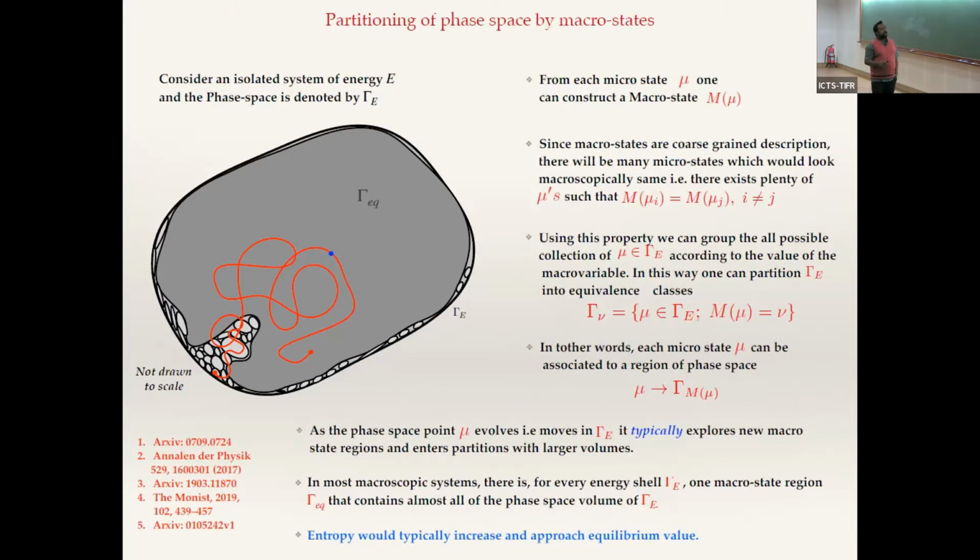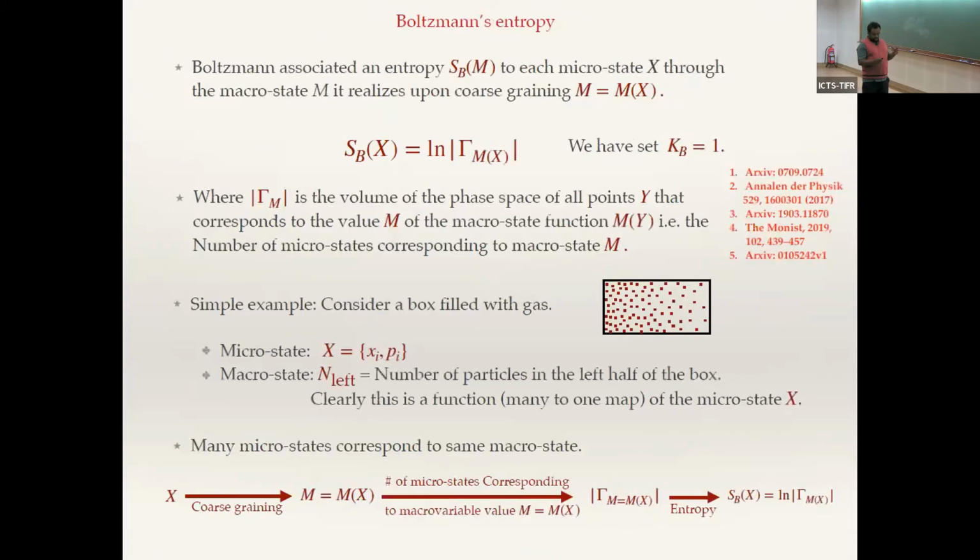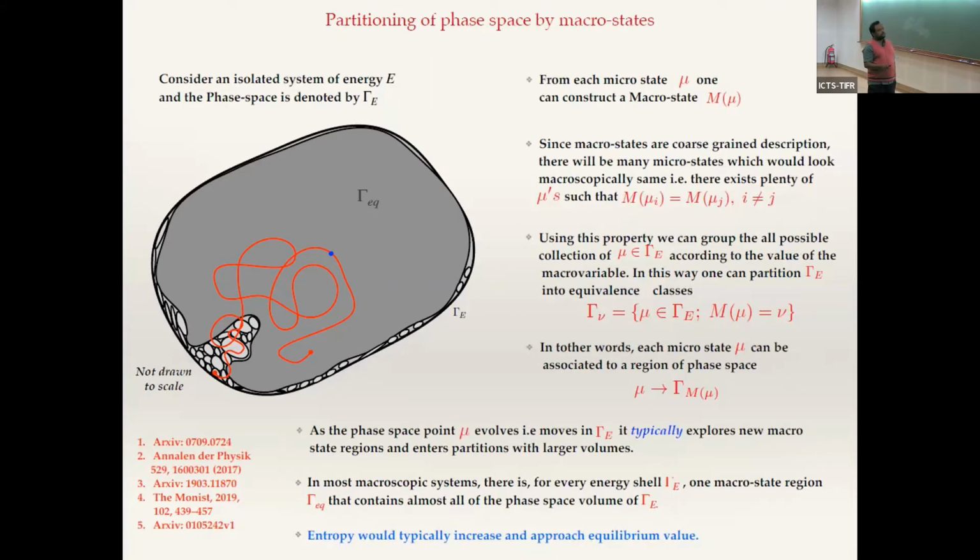By this definition, it allows us to partition the phase space of the isolated system in the following way. Consider an isolated system characterized by, let's say, energy, momentum, and all sorts of other conserved variables, but let's consider only energy, for example. You have microstates, and you can construct a macrostate from the microstate once you have decided on a coarse graining description. As I said, there are many microstates which look macroscopically the same, meaning the values of the macro variable are the same. Using this property, you can group all collections of microstates which have the same value for the macro variable. That way you get a partition of the full phase space into equivalence classes according to the value of the macro variable.